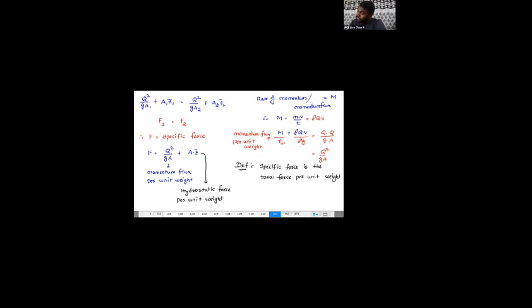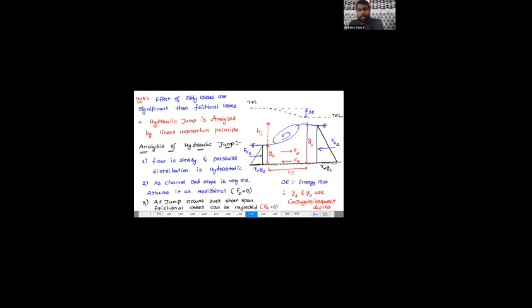Specific force is the total force per unit weight. I hope you remember the specific energy. What is specific energy? Specific energy means total energy per unit weight, taking the channel bottom as a datum. Do you remember the common assumption I made in the case of specific energy? The channel bottom is horizontal and frictional losses are negligible.